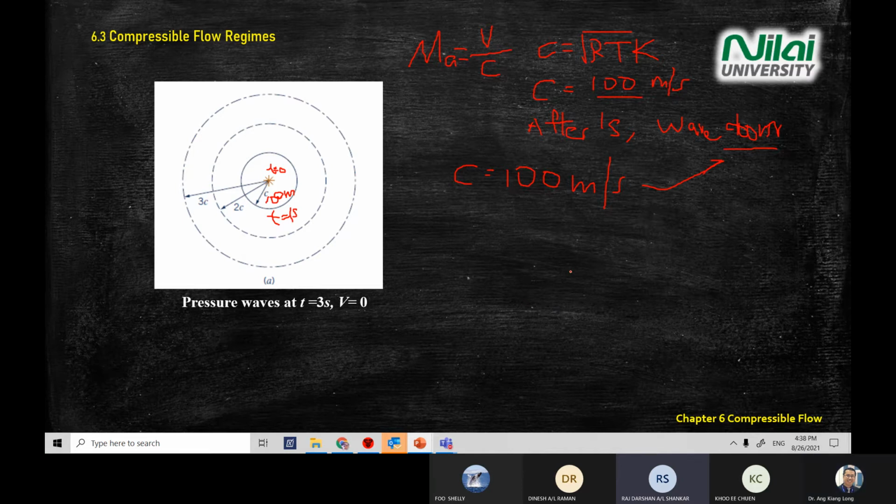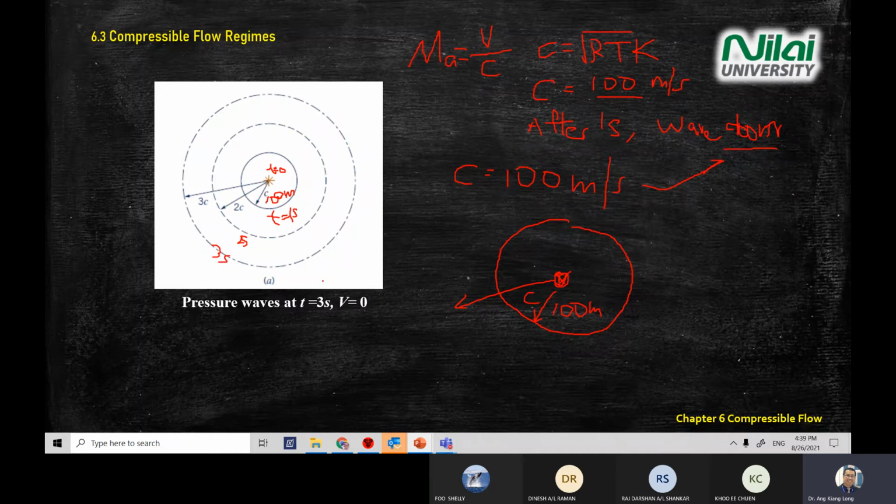Let's say you have a source generating a sound. After 1 second, how far does the wave move from the source? So 100 meters per second. 100 meters, so we label it as C. That's why they give 2C, 3C. 2C means 2 seconds, 3C means 3 seconds.